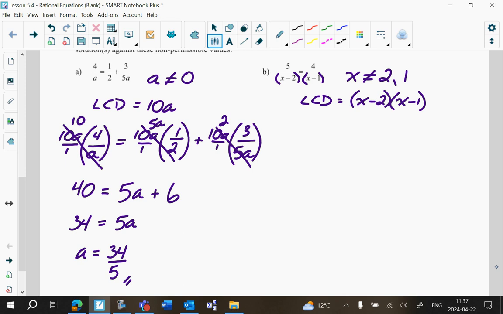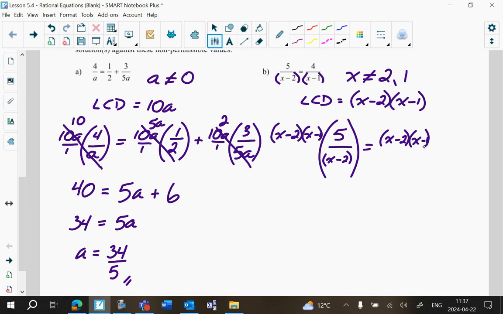So that means you've got to multiply every term in the equation by this. So we've got to take x minus 2 times x minus 1 times this fraction equals LCD times the second fraction. And when we do that, we'll see we can cancel out, we can get rid of the denominators.